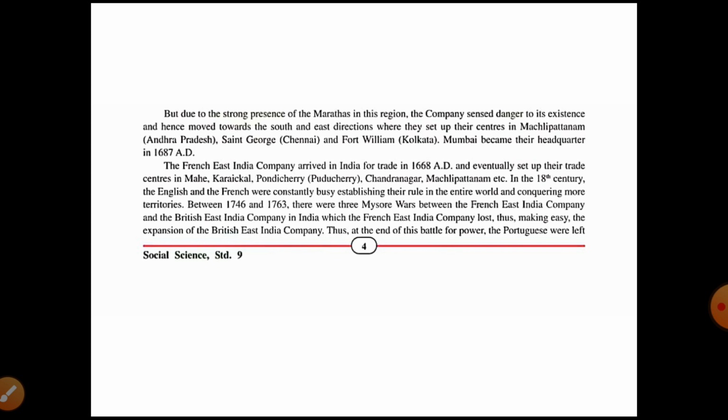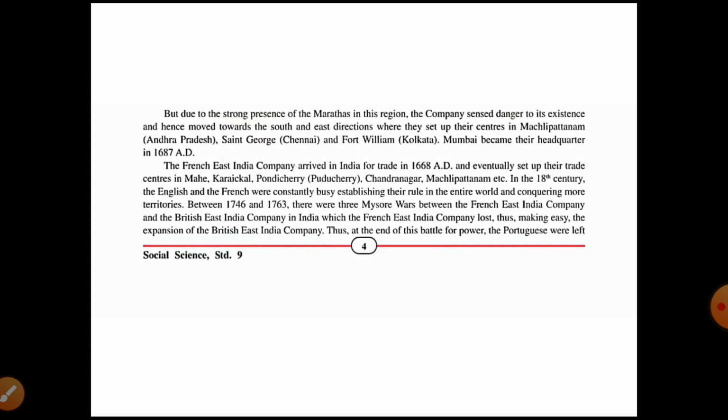In the 18th century, the English and the French were constantly busy establishing their rule in the entire world and conquering more territories. So within this 18th century, the Britishers and the French were continuously busy establishing their rule throughout India within the different territories.